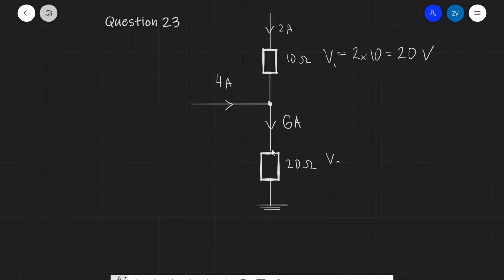So, our second potential difference, let's call that V2, will be equal to 6 amps multiplied by 20 ohms, which is equal to 120 volts. Now the potential difference between the ground and this resistor here will actually be equal to 140 in total, so 140 volts. Therefore the correct answer is D.